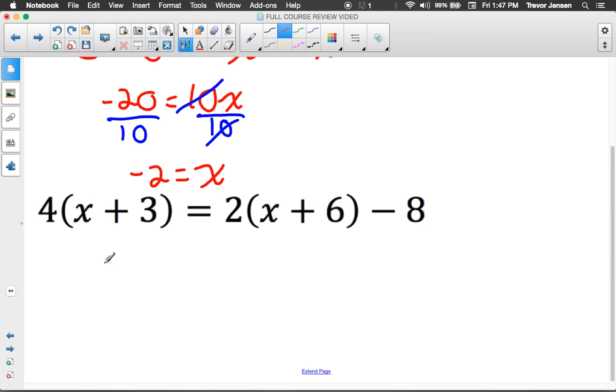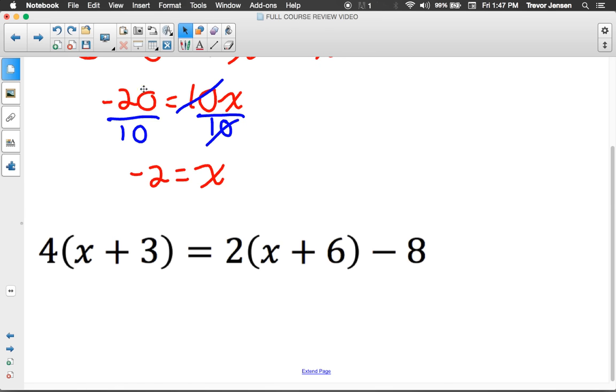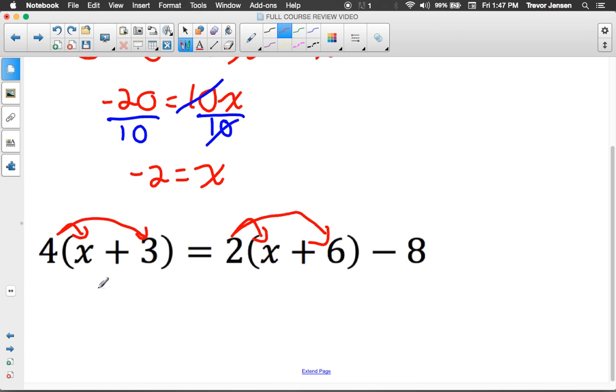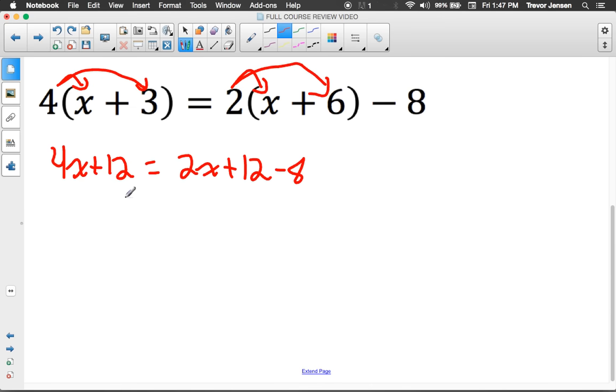Here, if you have brackets, let's start off by getting rid of the brackets by using the distributive property that you would have learned previously. So start by getting rid of the brackets by multiplying the term out front by all the terms inside the brackets. Notice I didn't distribute to this negative 8 because it's not in the brackets. So I have 4x plus 12 equals 2x plus 12 minus 8. Now I'm going to simplify this 12 minus 8 if you don't mind.